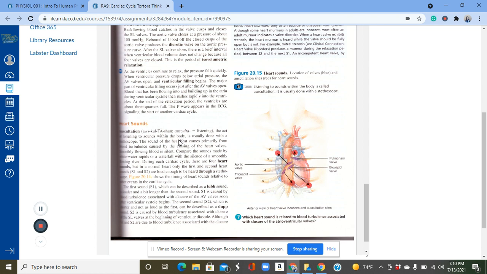During each cardiac cycle, there are four heart sounds, but in a normal heart, only the first and the second sounds, S1 and S2, are loud enough to be heard through a stethoscope. Figure 20.14c shows the timing of the heart sounds relative to the events in the cardiac cycle. The first sound, or S1, which can be described as a lub sound, is louder and a bit longer than the second sound.